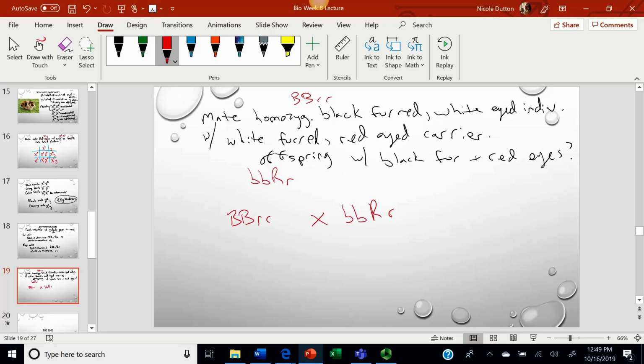Now we have to randomly assort these genes. So we have to figure out the different combinations that could possibly be produced in the gametes of these individuals. So looking at this one, we would put this one with this one, big R, little r. We'd put this one with this one, big R, little r. Then we would put this one with this one, big R, little r. And we would put this one with this one, big R, little r. So those are our 4 possibilities. Now with these, we would put little b with big R, little b with big R, little b with little r, and this little b with that little r.